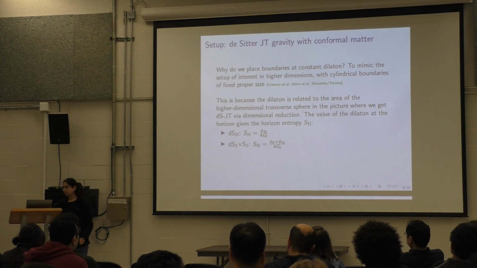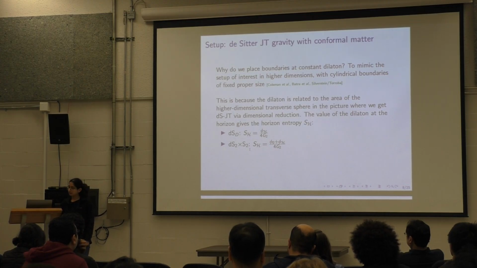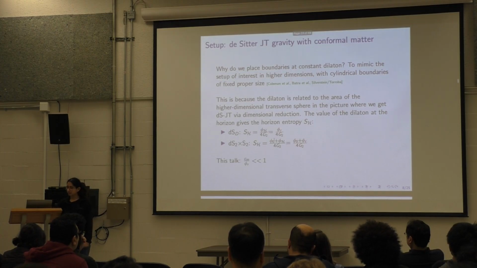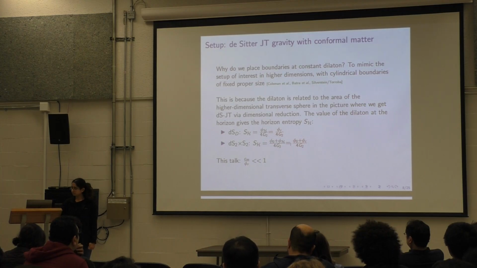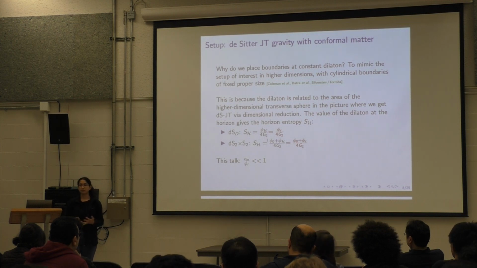And one thing that's useful to note for this talk is that the value of the dilaton at the horizon is a measure of the horizon entropy. So there are multiple pictures where we might get de Sitter-JT gravity via some dimensional reduction. And in both pictures, the dilaton is related to the horizon entropy. So in particular, in the vacuum, where we don't have any matter content, this parameter phi sub r is related to the horizon entropy. In this talk, we will focus on the case where the central charge of the matter is much smaller in units of this parameter phi sub r, so we can compute some kind of correction to the vacuum, due to the presence of this matter.